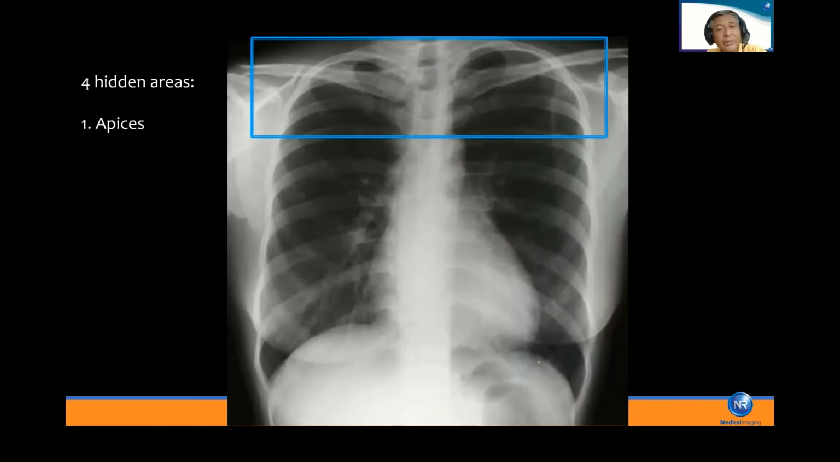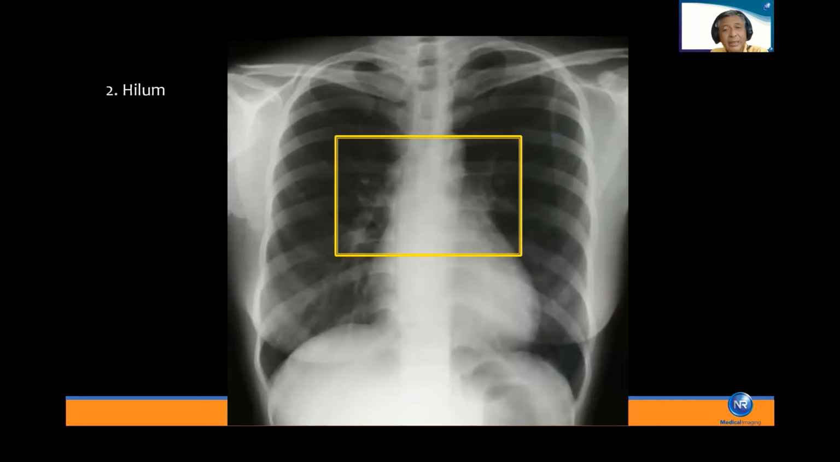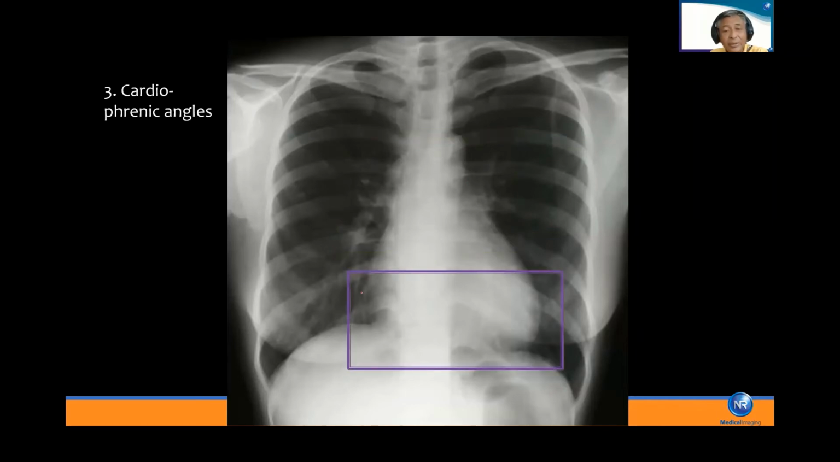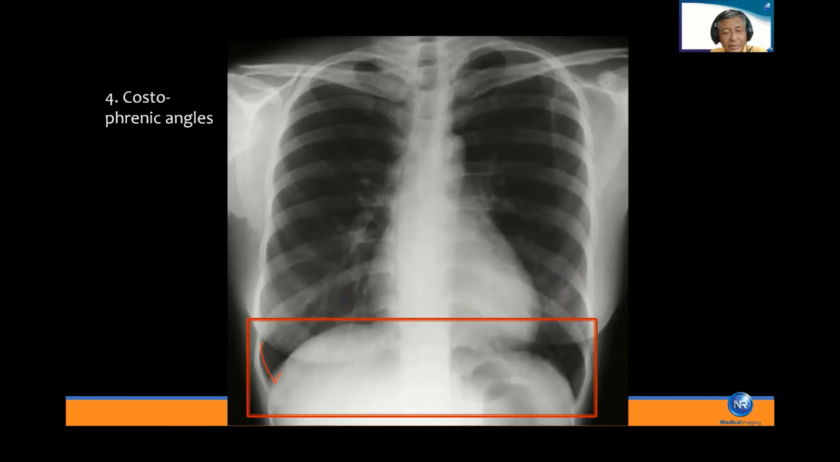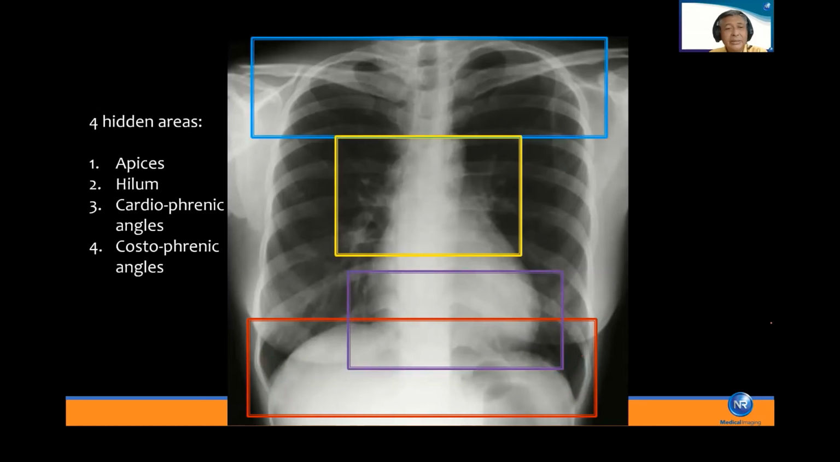Then look at the four hidden areas. What are the hidden areas? The apex, here. Then the hilum, the right and left hilum. Then the cardiophrenic angle, which means the angle between the heart and the diaphragm, same thing on right and left. And then the costophrenic angle, which means between the chest wall and the diaphragm. So that's the four hidden areas.